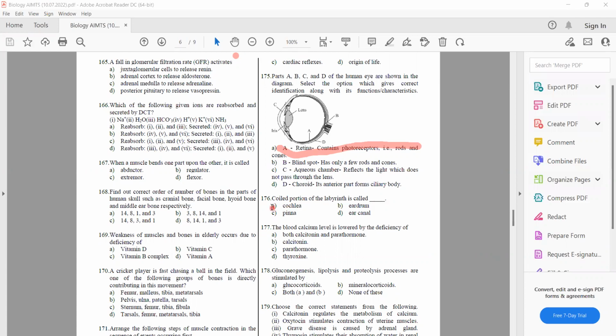The coiled portion of the labyrinth is called the cochlea. When we talk about the inner ear, you can see it is coiled. So we call that portion the cochlea.